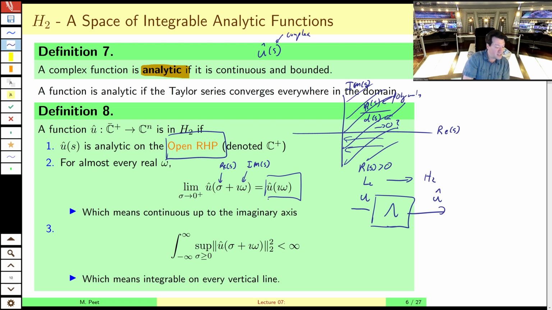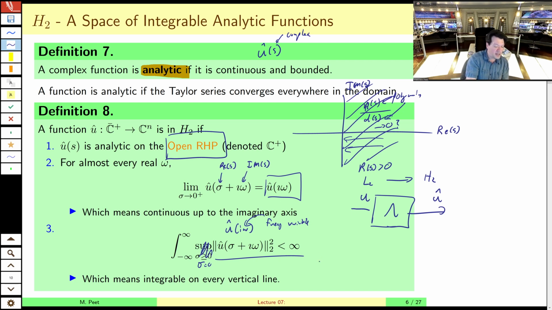And now if that limit exists, here we'll get rid of this. Just let sigma equal 0 and get rid of the whole thing. In this case, we want the integral along the imaginary axis to be finite. So we get up to the imaginary axis, and then we integrate along the imaginary axis from negative infinity to infinity, and that entire integral on the frequency variable has to be finite, so less than infinity.